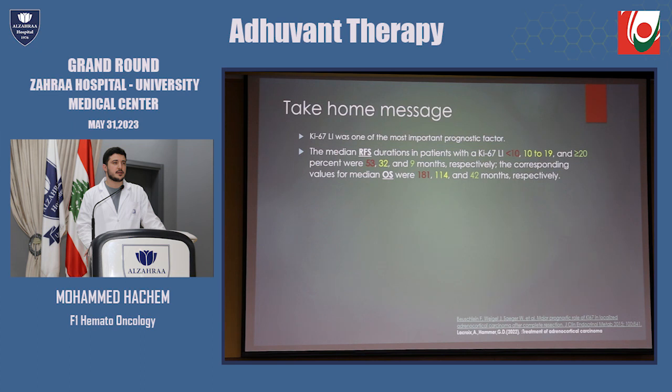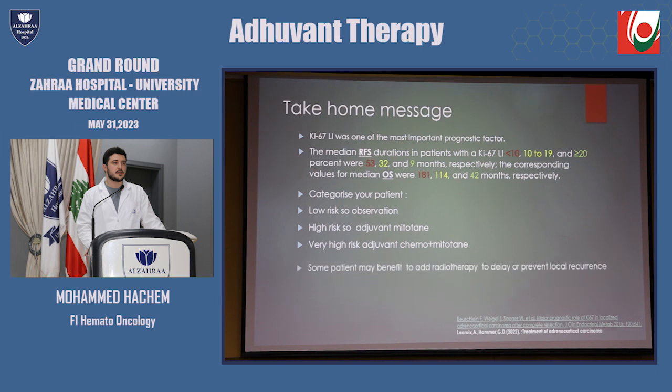If Ki-67 is more than 20, the median relapse-free survival decreased to 9 months, and the median overall survival decreased to 42 months. So, categorize your patient: if low risk, observation; if high risk, adjuvant mitotane; if very high risk, adjuvant chemo plus mitotane. Some patients may benefit from added radiotherapy to delay or prevent local recurrence.